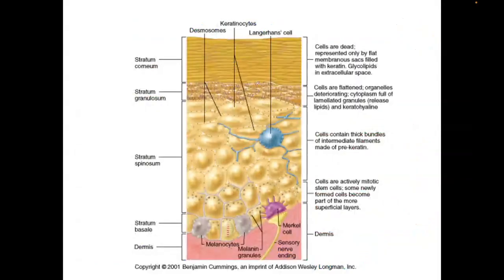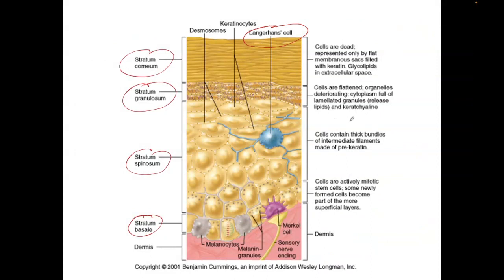Okay, so again, you could see the stratum corneum, granulosum, spinosum, basal layer. Notice we don't see the lucidum. We don't see that here. And we can also see Langerhans cells. Those are your immune cells. We have sensory nerve endings, part of the Merkel cell for sensory.